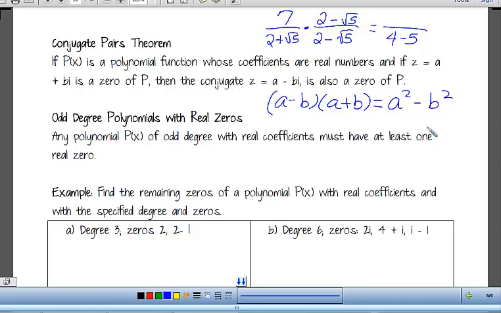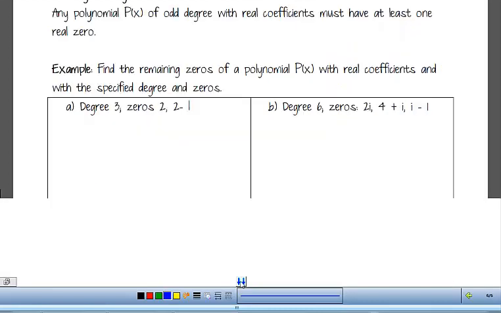So how does this all play together? It says find the remaining zeros of a polynomial p of x with real coefficients and with the specified degree and zeros. So I've got a polynomial of degree 3. Its zeros are 2 and 2 minus i. Microsoft Word tried to be smarter than me. That's a lowercase i. So how many other zeros are we looking for? 1. We already have 2. The degree is 3. We need one more. What must that one be? 2 plus i. It has to be the conjugate pair.